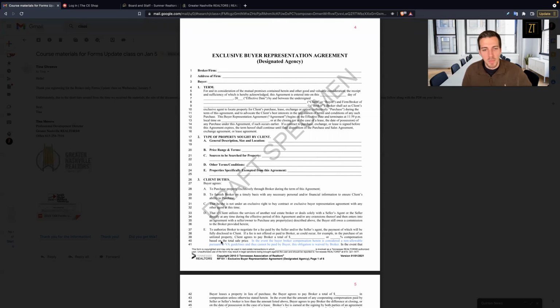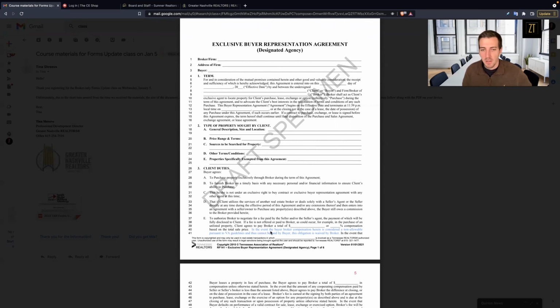So what has been added to this, you see in the blue, is it's saying if a fee is not offered or paid to the broker, as could occur, for example, in the purchase of an unlisted property, client agrees to pay broker a total of blank or blank percent compensation based on the total sales price. In the event the buyer broker compensation herein is considered non-allowable pursuant to VA guidelines and thus cannot be paid by buyer, this obligation is waived by broker.